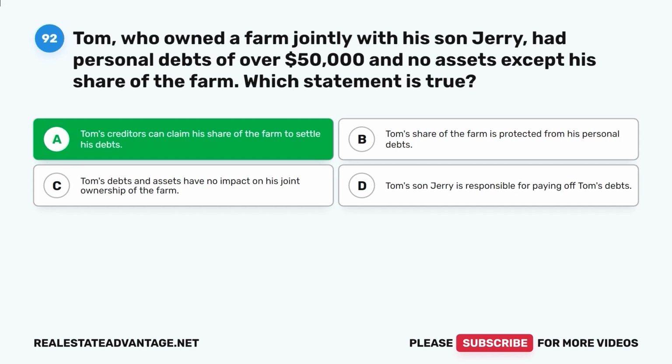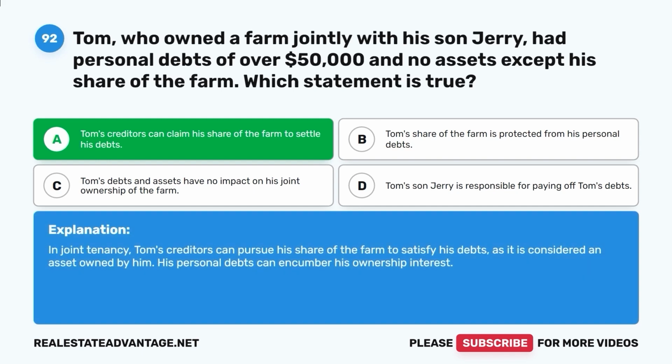Tom's creditors can claim his share of the farm to settle his debts. In joint tenancy, Tom's creditors can pursue his share of the farm to satisfy his debts, as it is considered an asset owned by him. His personal debts can encumber his ownership interest.